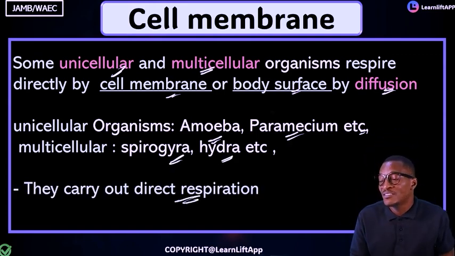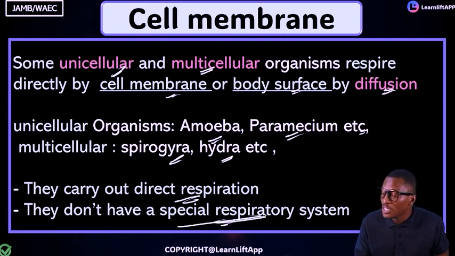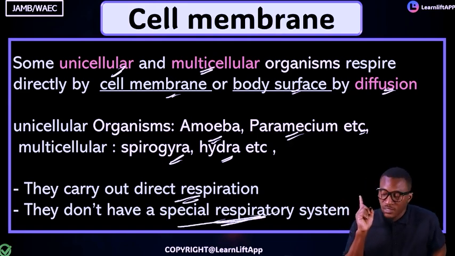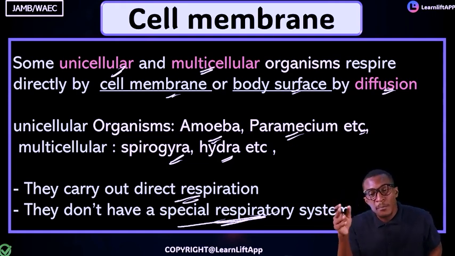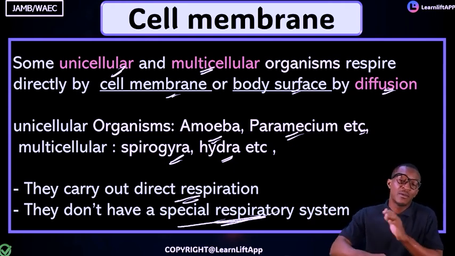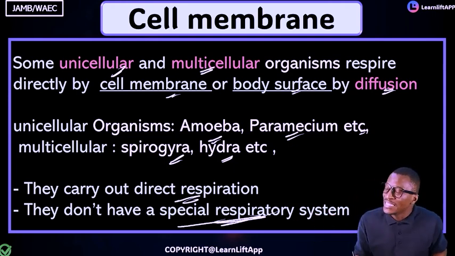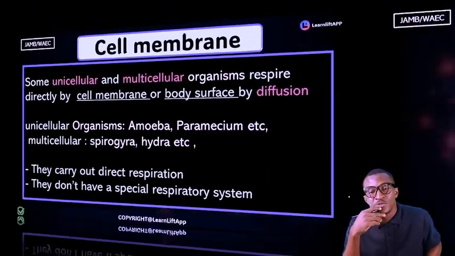They carry out direct respiration, and this is because they don't have a special respiratory system. So if they ask you what the respiratory surface for your amoeba and your paramecium is, it is by simple diffusion through their cell membrane or body surface. Why? Because they don't have a specialized respiratory system.